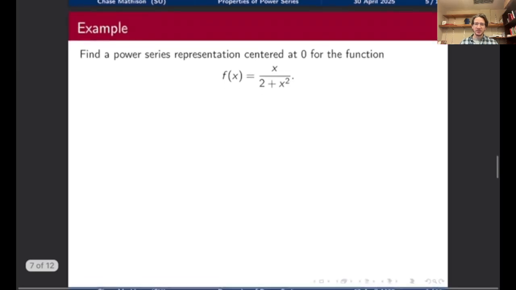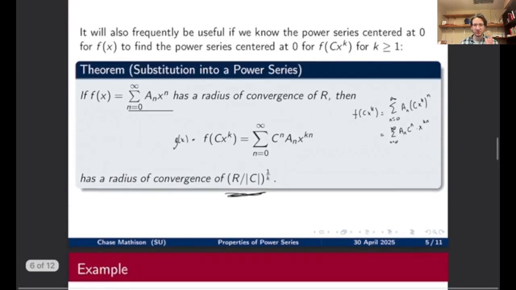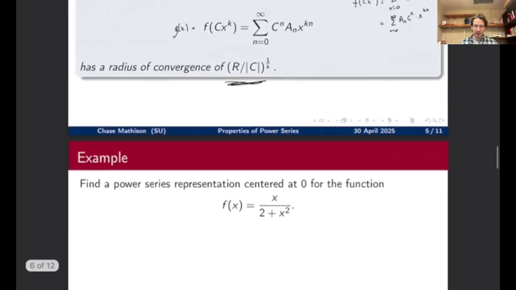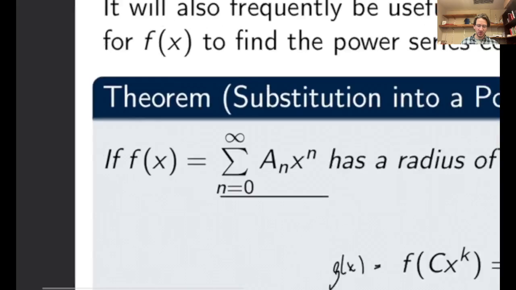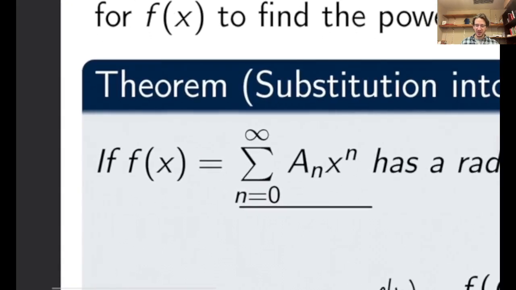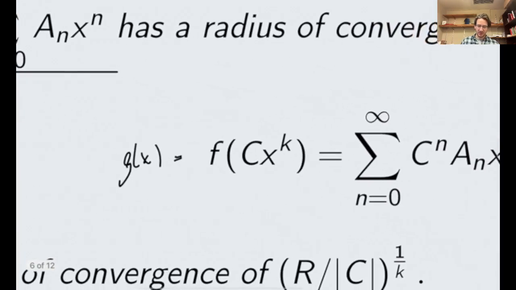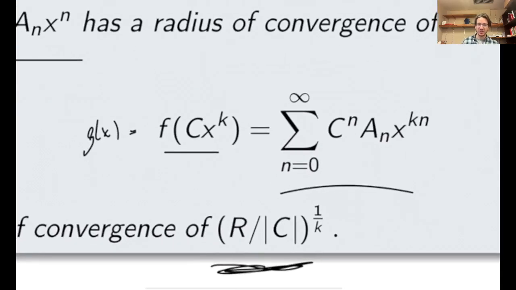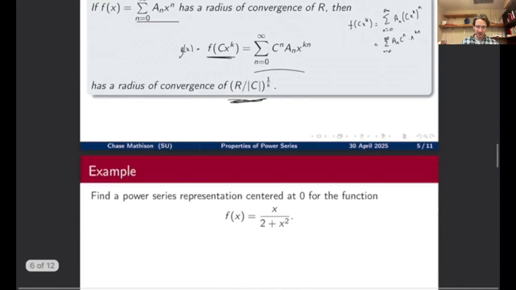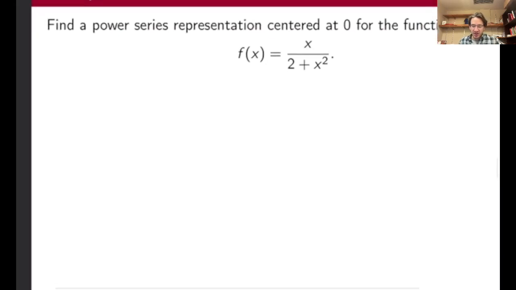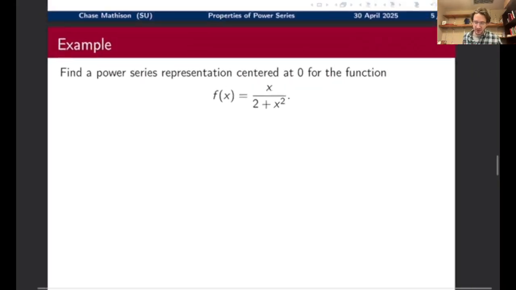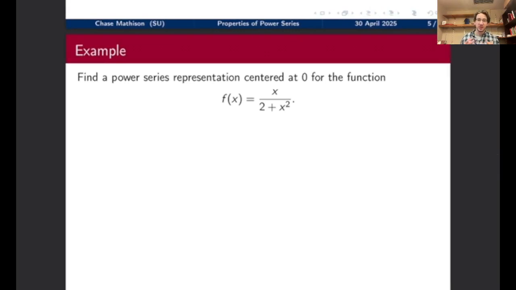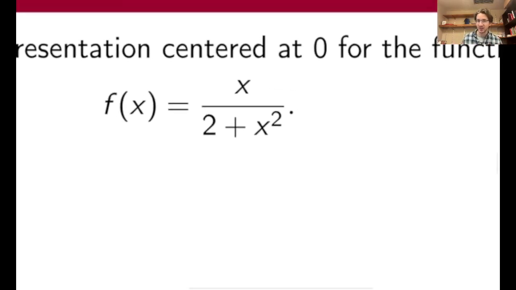All right. So we can use this in two directions. We can say, I know the power series representation of f is this, and so if I plug into f, then I get this power series representation. But if I am looking for a power series representation of something of this form, we can also work backwards. So let's look at this example here. Find a power series representation centered at 0 for the function f of x equals x over 2 plus x squared. When you look at something like this, it should remind you of the geometric series.